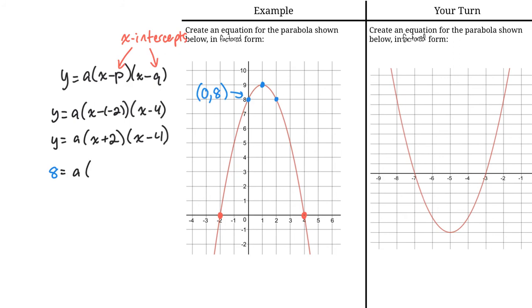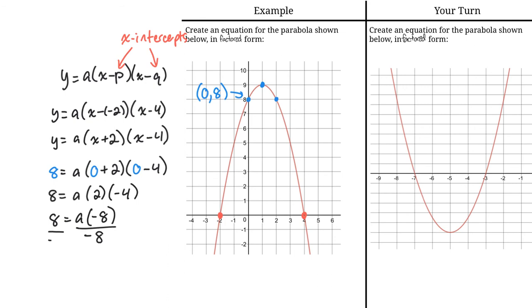A is going to stay the same because that's what we're solving for. And then for x, we're going to plug in 0. And now we just need to solve this equation for a, so we need to isolate a. So we're going to keep 8 there. We can do the calculation in the bracket, so 0 plus 2 is just 2, and 0 minus 4 is just a -4. 2 times -4 is just -8. And we need to divide by -8 to get a on its own. So a is just equal to -1.